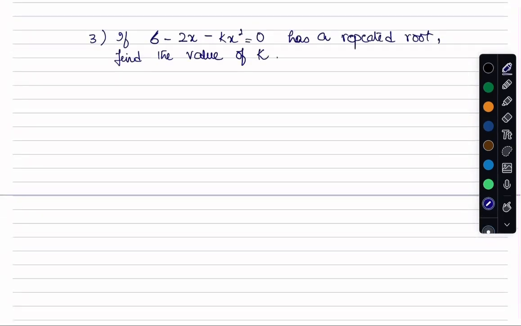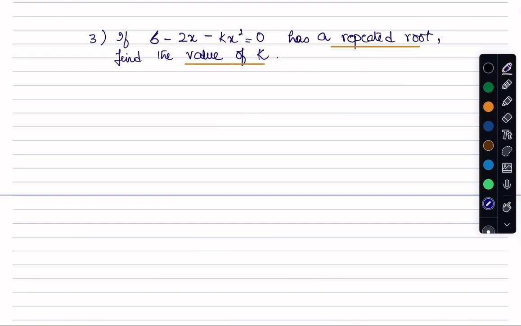Another example: if 6 minus 2x minus kx squared is equal to 0 has a repeated root, the keyword again is a repeated root. Find the value of k.